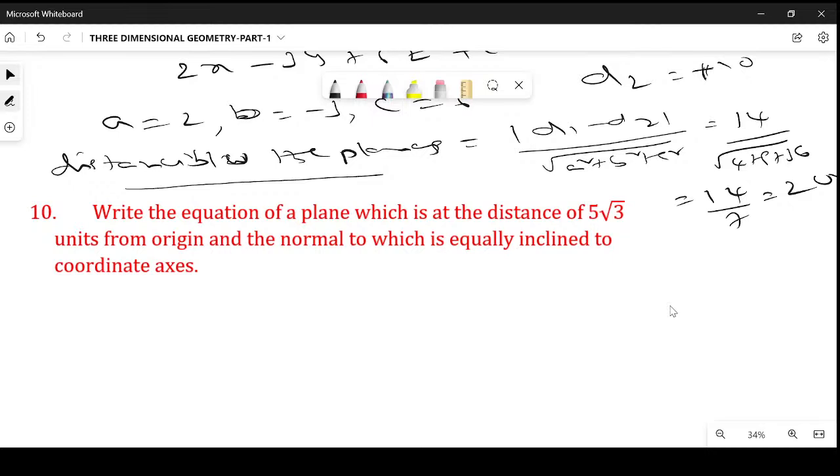Correct. Now, write the equation of a plane up to question number 9. I hope it's clear, right? Up to question number 9, I hope it's clear. Right.